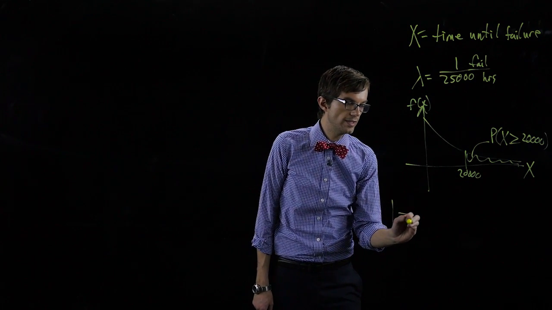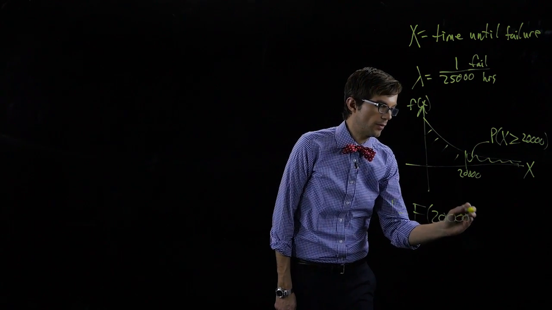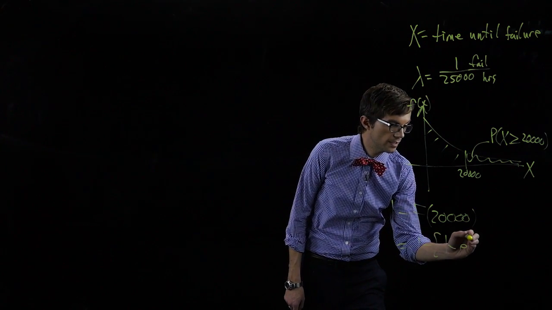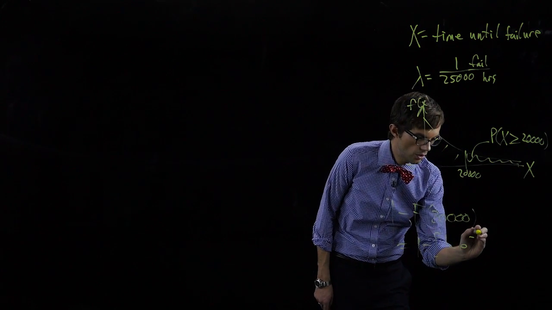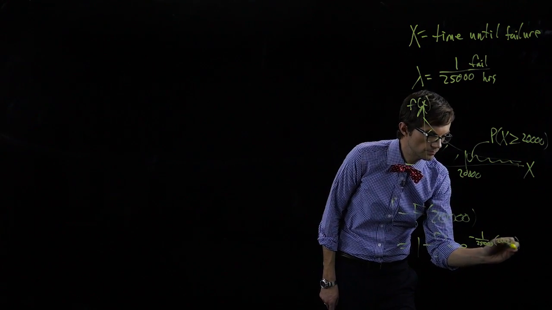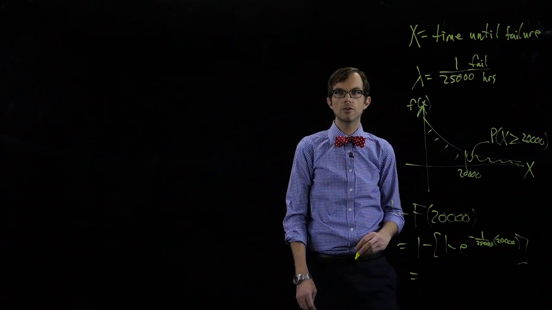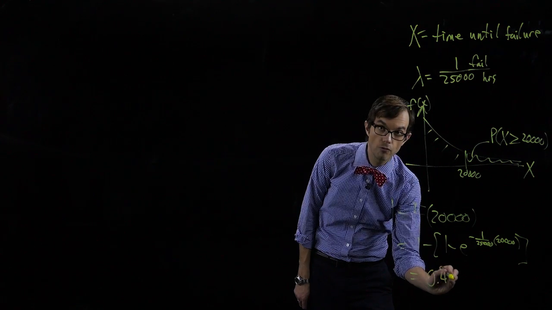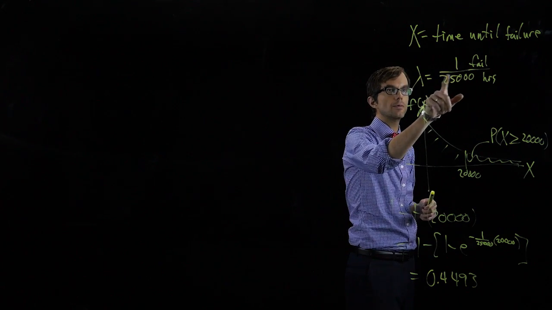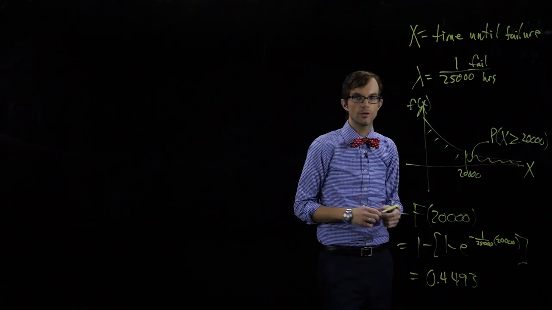That is 1 minus the cumulative probability, this area right here, evaluated at 20,000 hours. That is 1 minus e to the minus 1 over 25,000 times 20,000. That's just arithmetic, very straightforward to do. That probability would be 0.4493. Given this average time between failure, the probability that a particular fan will last more than 20,000 hours is 0.4493.